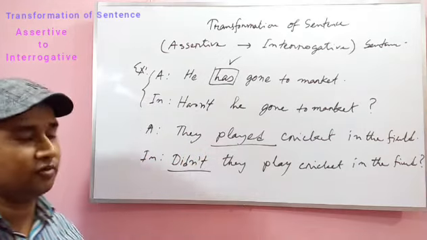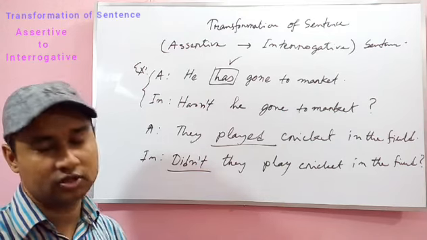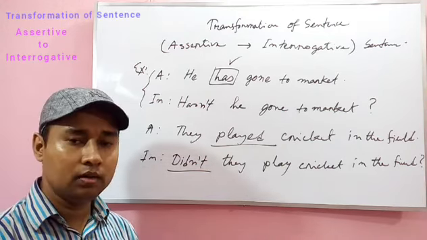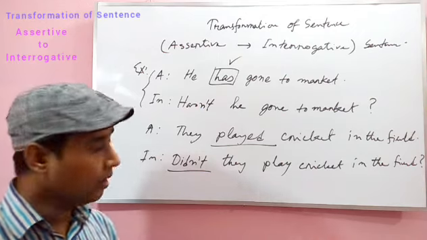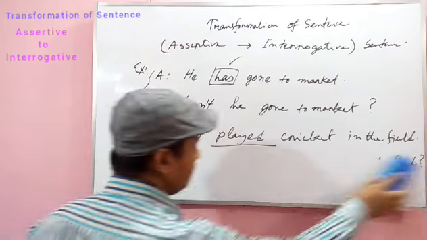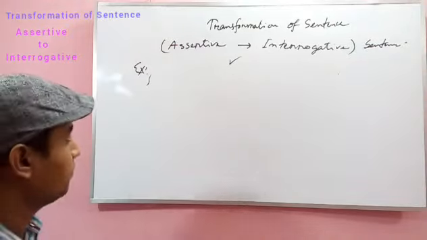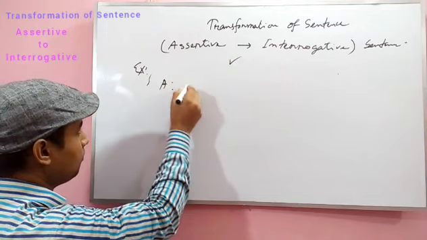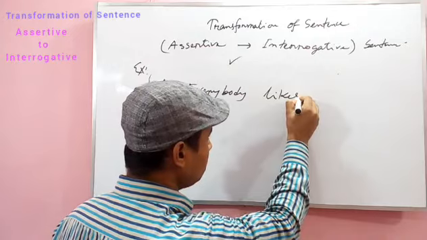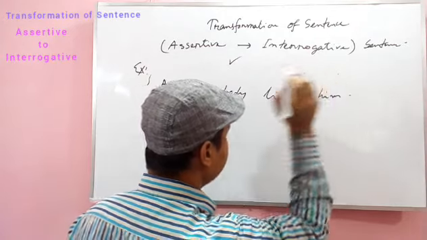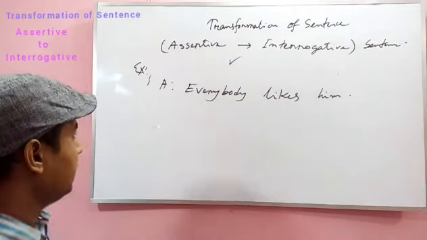These two examples are very important for class 6, class 7 and class 8. Another two examples are very important for class 6 to class 10. And then the third example: Everybody likes him. It is an example of an assertive sentence. You have to change it into an interrogative sentence.